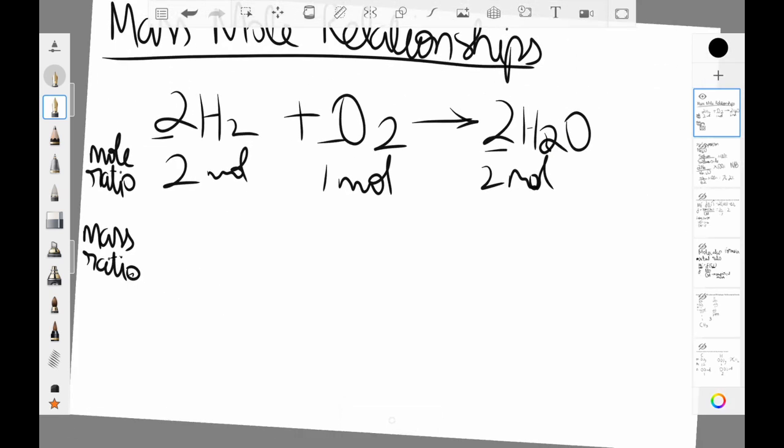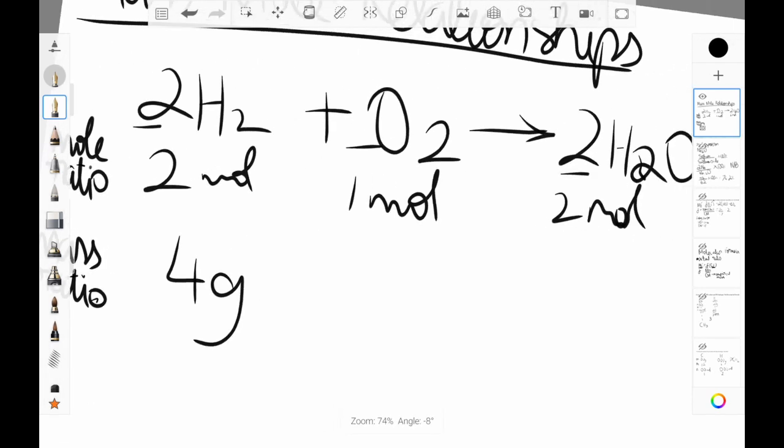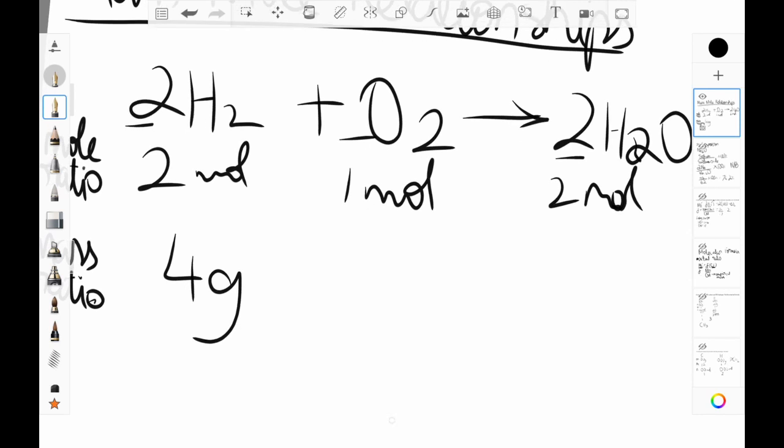You can calculate the mass of each of these substances by multiplying the coefficients and the subscripts with the AR or MR of each substance. So what I mean by that is H2 is 2 grams, right? But the coefficient is 2, so 2 times 2, that's 4 grams. O2 is 16 grams, or 1 mole of oxygen rather is 16 grams, and 2 moles of water is 36 grams.